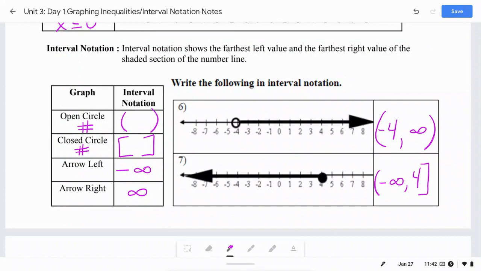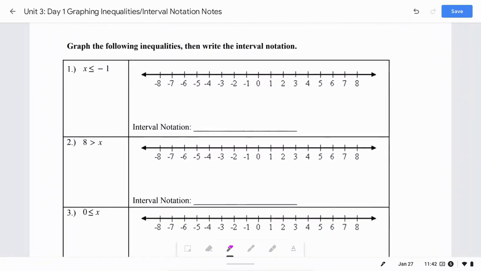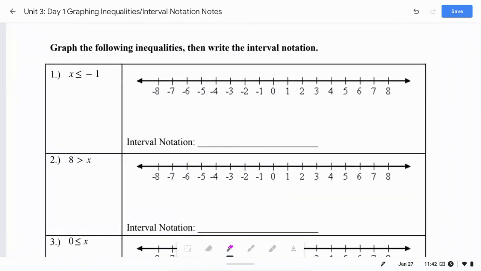So let's flip to the back of these notes and try a few more examples because this is going to be very similar to what you'll see in the homework. So for each of these, we are going to graph the inequality and then write the appropriate interval notation. So for x is less than or equal to -1, that would be a closed circle on -1, and then everything is going to be shaded to the left with an arrow.